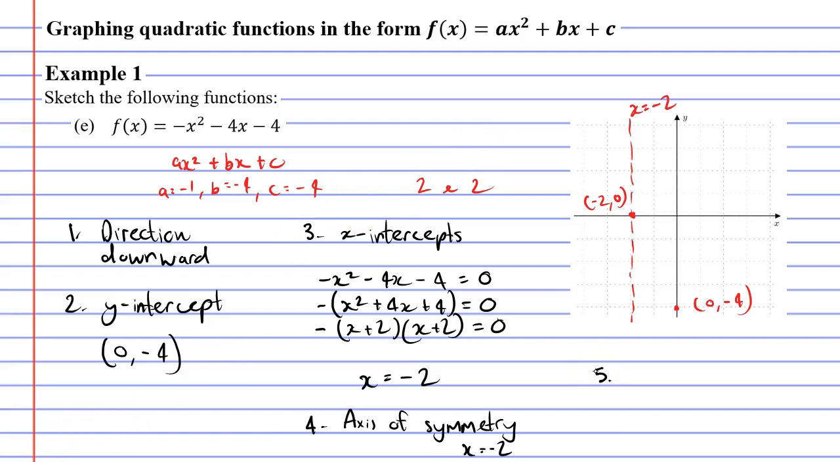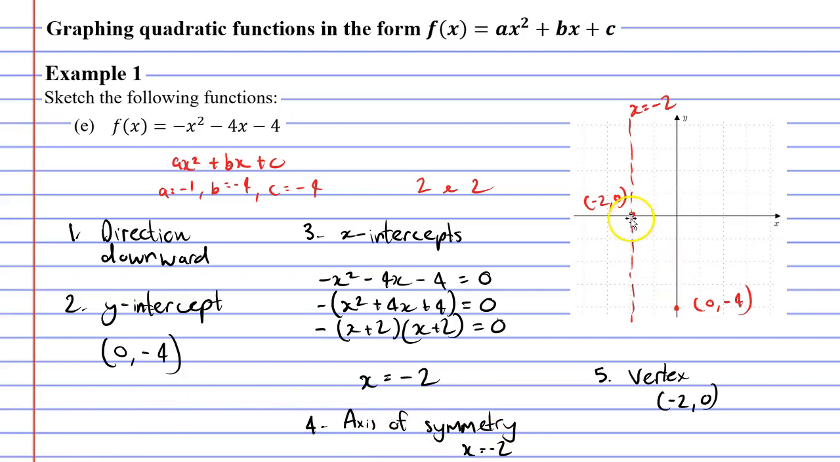What about the vertex? What is the vertex? Well, we know that when x equals -2, we get a y value of 0, and that's because we've already labeled this point. The x-intercept will also be the vertex. The vertex is -2, 0. So whenever you only get one x-intercept, you will find that this will also be the vertex and also be the point at which the axis of symmetry passes over.